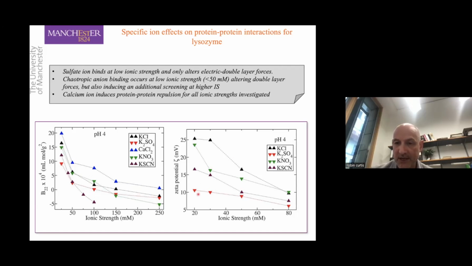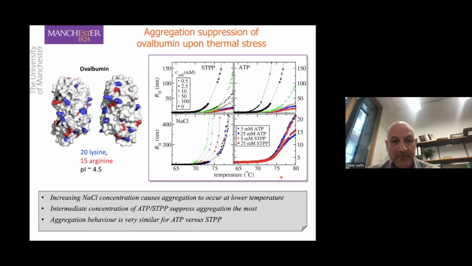We also looked at the zeta potential measurements, and we do see that the sulfate is more effective at reducing the zeta potential, even though you get a stronger attraction in the potassium thiocyanate solution. So I think this data can shed additional insight into our understanding of chaotropic anion effects and how they alter protein-protein interactions.